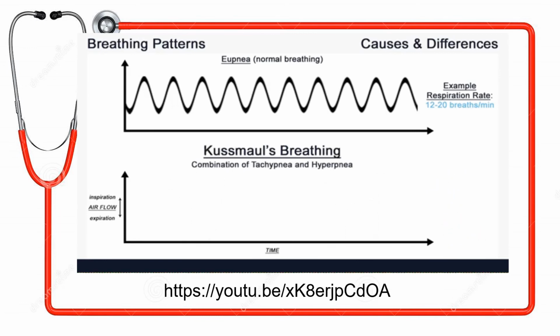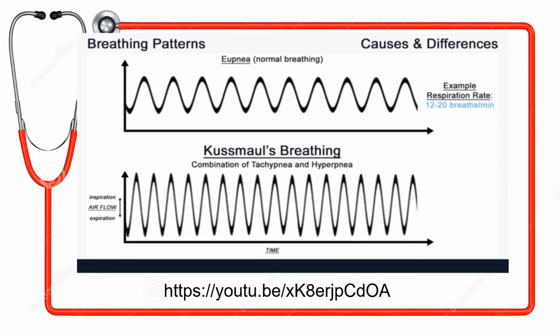Kussmaul's breathing is a type of hyperventilation, and it is the combination of tachypnea and hyperpnea. This means a rapid respiration rate with deep breaths. Kussmaul's breathing can occur in diabetic ketoacidosis, or DKA, and metabolic acidosis. The rapid, deep respirations help to expel more ketones and carbon dioxide, decreasing the acidity of the blood.